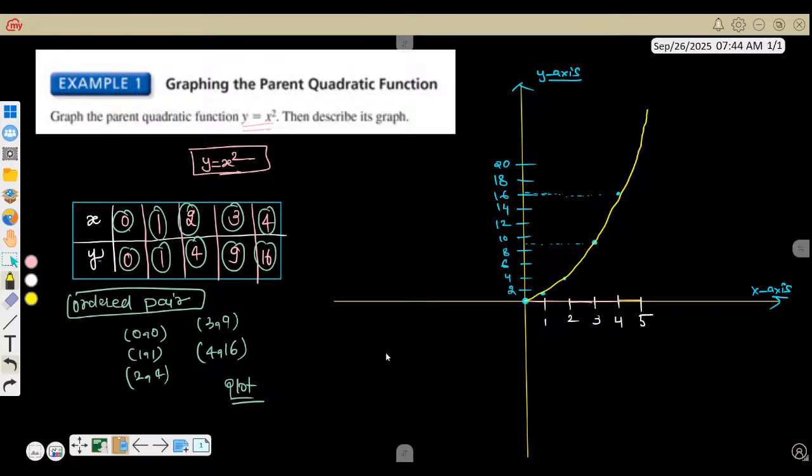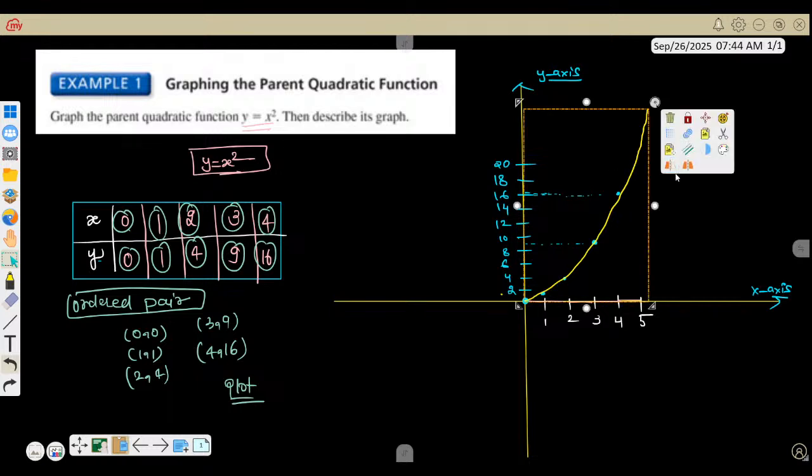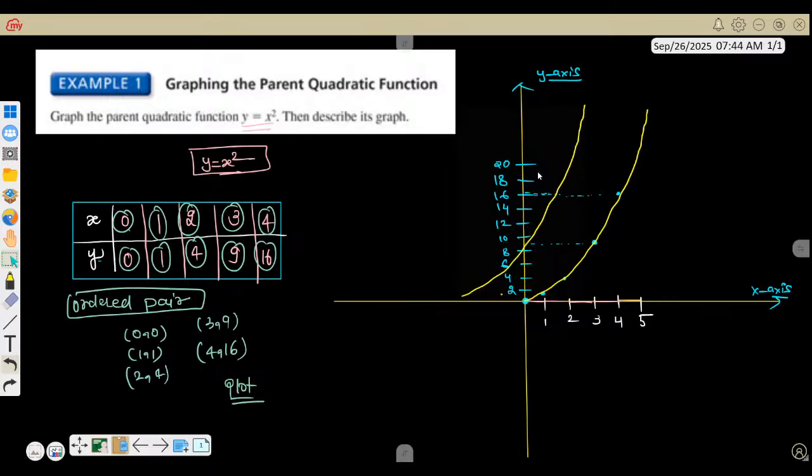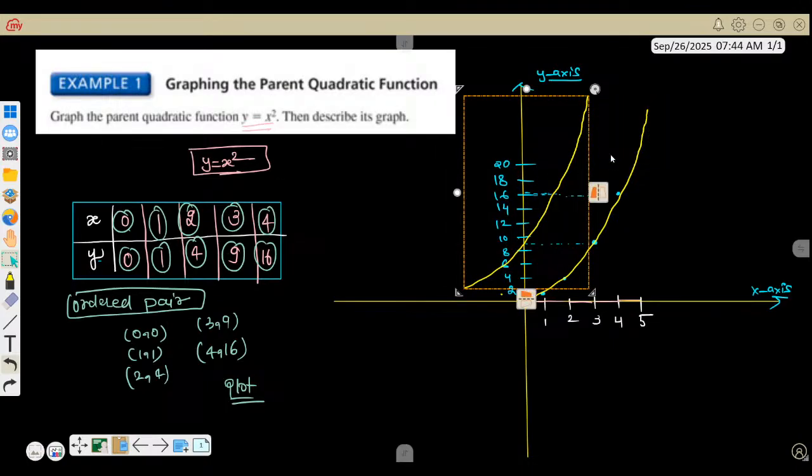You are getting my point? So this is the graph, and when you put a negative number inside this, suppose negative 1, negative 2, negative 3, you get the same value as on the left side. So the same copy you have on the other side, like this.